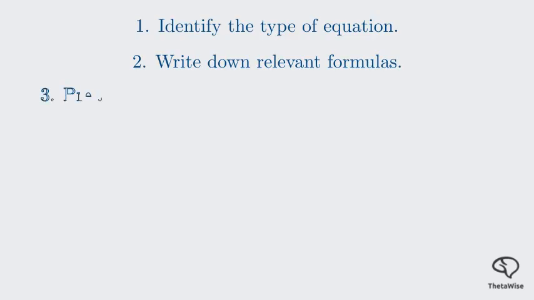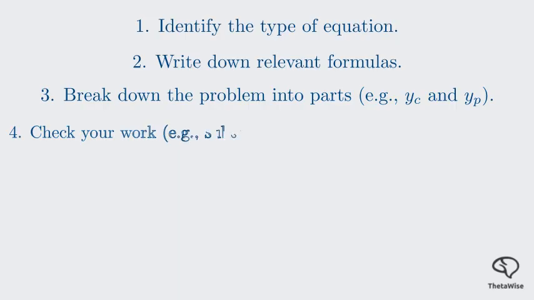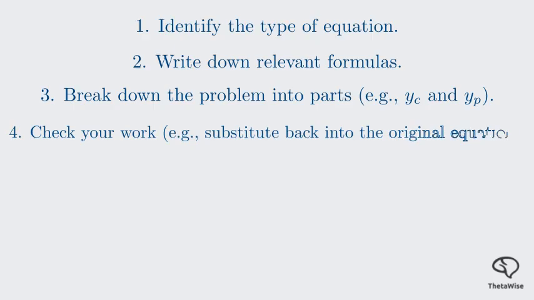Third, break the problem down into manageable parts. For non-homogeneous equations, solve for y c and y p separately, then combine them. This makes the problem less daunting. Fourth, check your work. For example, you can take your final solution for 4.2, find its first and second derivatives, and substitute them back into the original equation to ensure the left side equals the right.